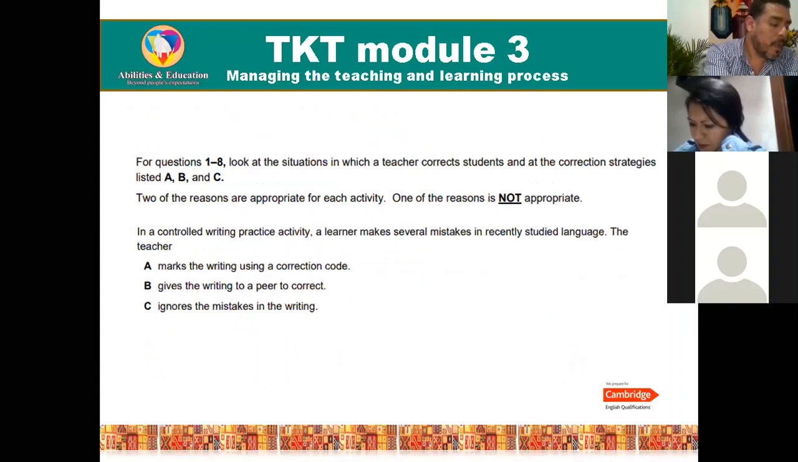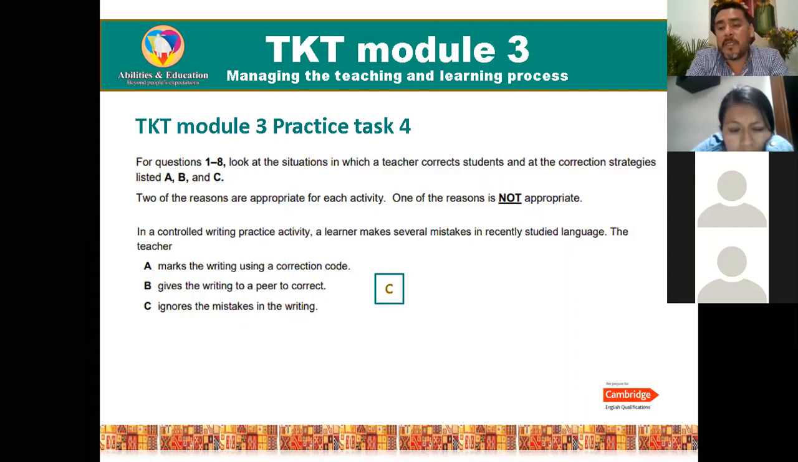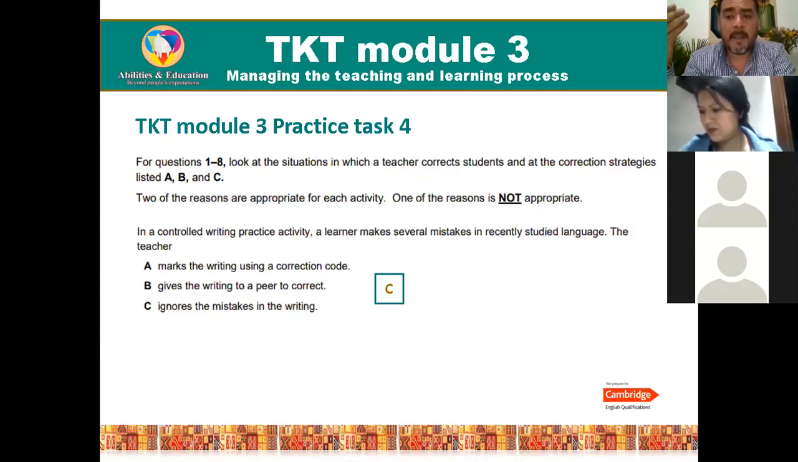And one more, here's the last one. Okay, here's the last classroom situation. In a controlled writing practice activity, a student makes several mistakes in recently studied language. The teacher, letter C? Yes, letter C is not appropriate. You cannot ignore a mistake when a student is making this mistake constantly. All right? So sometimes we can ignore the student's mistakes when they are maybe minor mistakes or things we can correct later. But if a student is constantly making a mistake, we have to see it, we cannot ignore the mistake.